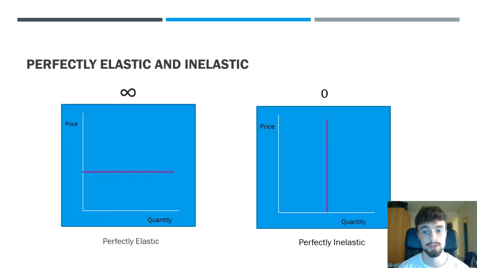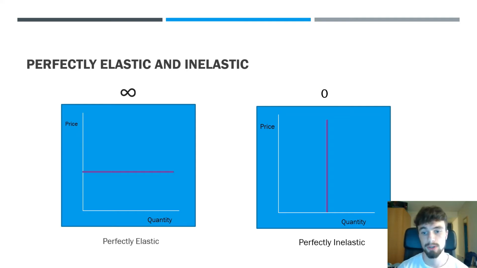So there's also perfectly elastic and perfectly inelastic goods. A perfectly elastic good would be a homogeneous good where all of its substitutes are the exact same. So any change in price would result in quantity demanded dropping to 0, because no one would buy a more expensive good if there's an identical substitute.